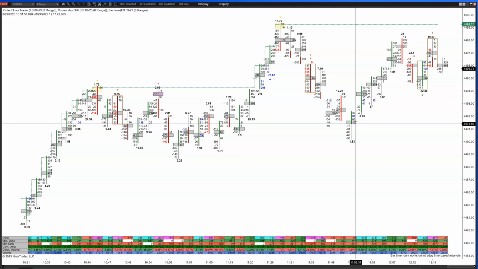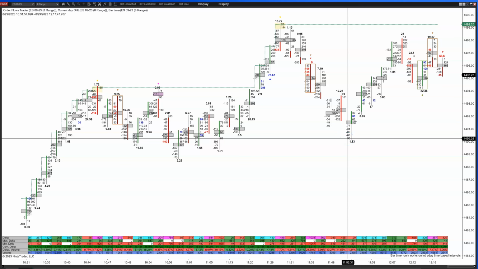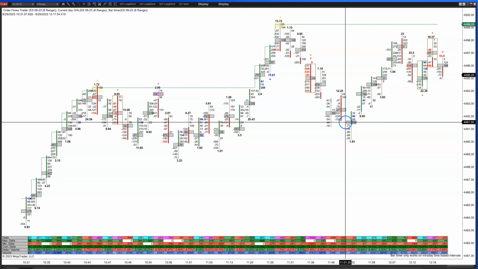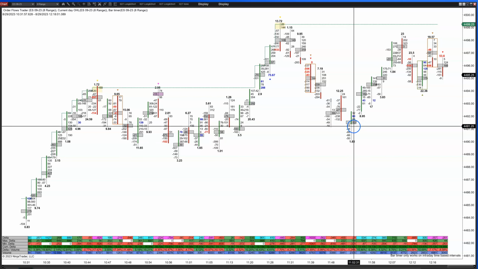How you can use this is basically it's telling you that more volume traded on the bid if it's negative than on the offer. If it's positive, more volume traded on the offer than on the bid side. That's why there's no volume on the bid side when there's volume on the offer side, just as there's no volume on the offer side when there's volume on the bid side.